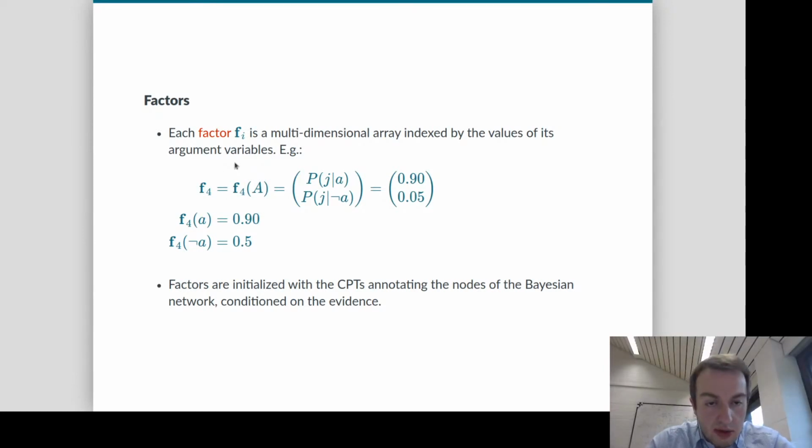Again, you should not interpret these factors as a probability distribution, because you see these values are not summing to 1. And it would not make sense to normalize this, because they are about different things. The first entry is about the condition of J given A, while the second is about the condition of J given not A.